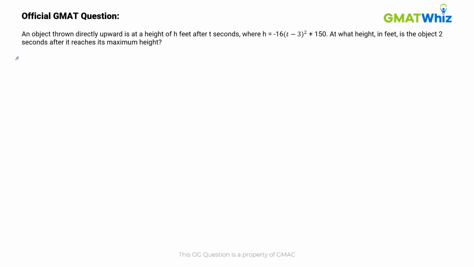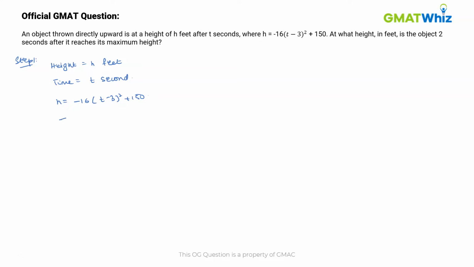In this question, we are given that an object is thrown directly upward, which is at a height h feet after t seconds. So the height which is given to us is h feet and the time is equal to t seconds. Now the expression of height is given as h = -16(t - 3)² + 150. We have to find at what height in feet is the object 2 seconds after it reaches its maximum height.